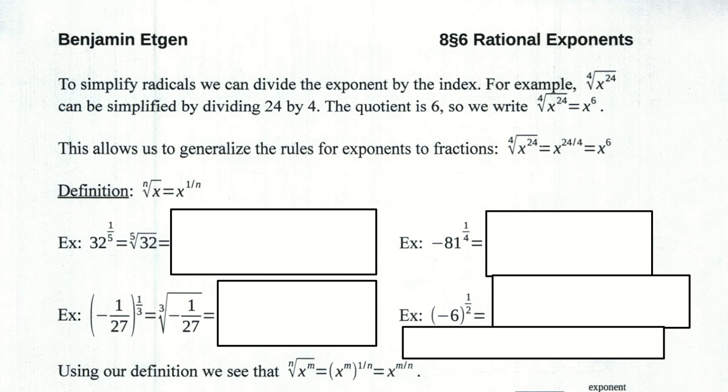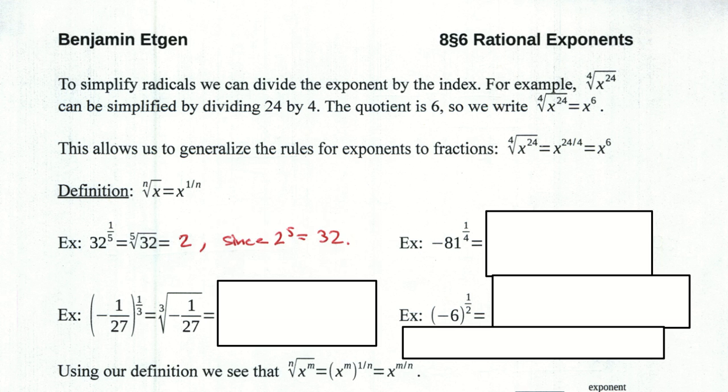Well, that all of a sudden becomes an easy question. The 5th root of 32 is 2, since 2 to the 5th is 32. All that's saying is that we're undoing multiplying 2 by itself 5 times. 2 to the 5th is 32. When we undo that by taking the 5th root, we get back to 2.